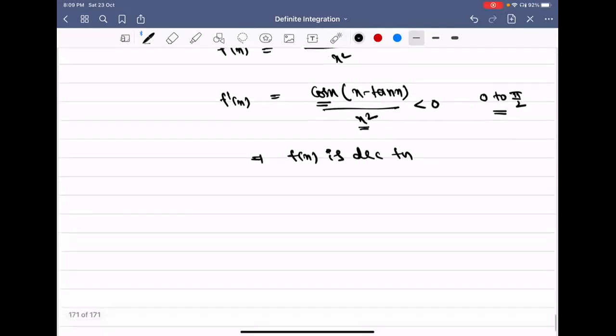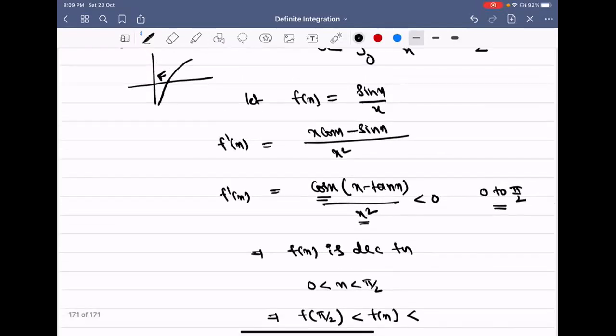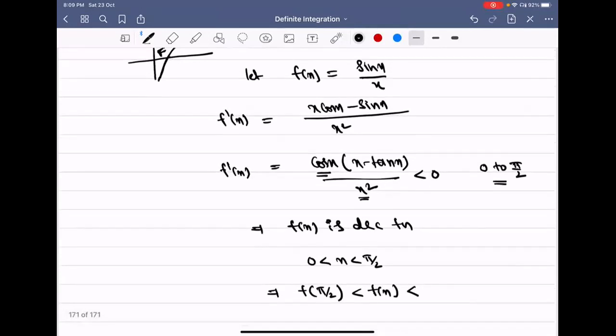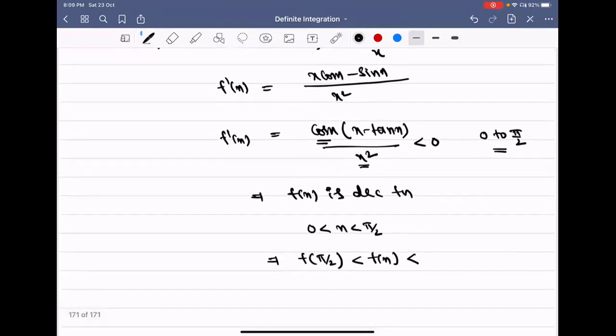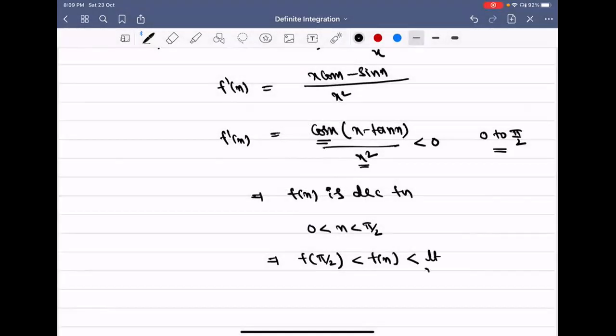If f of x is decreasing function, then 0 is less than x is less than pi by 2. Then, f of x is decreasing function, the inequality changes for decreasing function. f of pi by 2 is less than f of x is less than f of 0. F of 0 is indeterminate. That's why f of 0 is undefined. That's why limit value calculated. Here limit x tending to 0 of sin x by x.